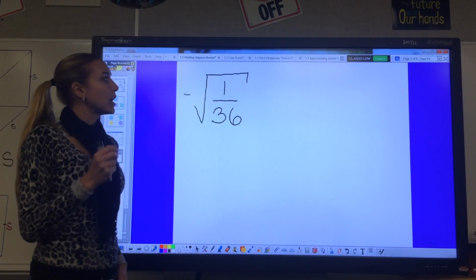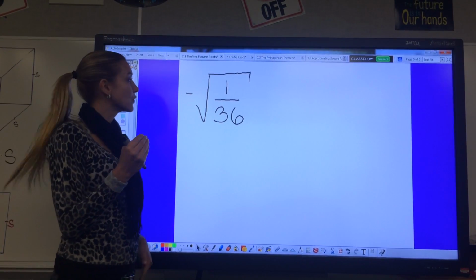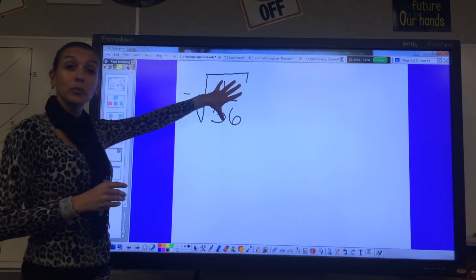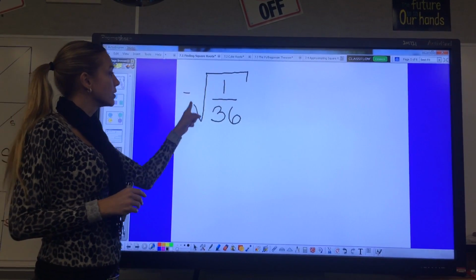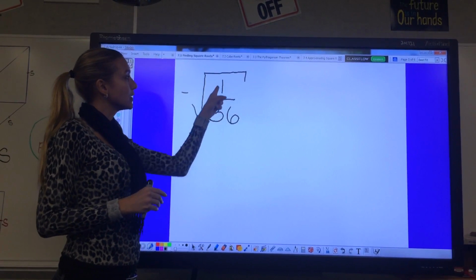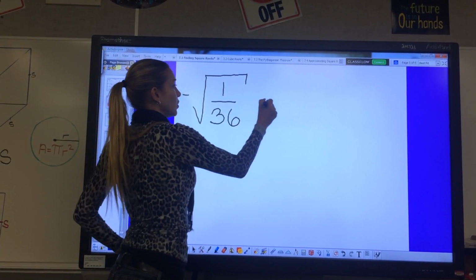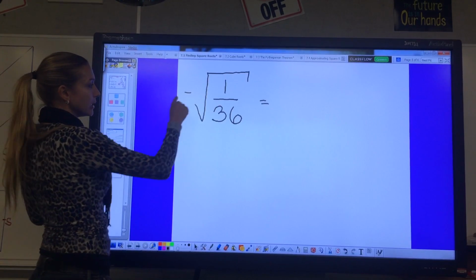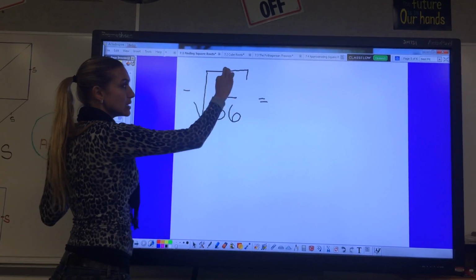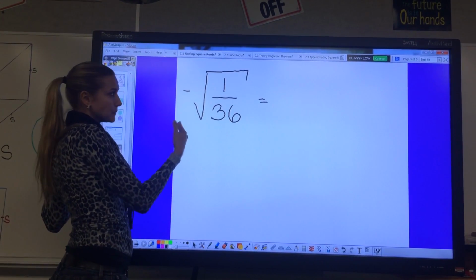There will be times you're going to have to evaluate square roots, and they will be in a fraction form. The square root in here applies to the number 1 as well as to the number 36. So what do you have to do? You have to apply the square root to both of these numbers, kind of separately.